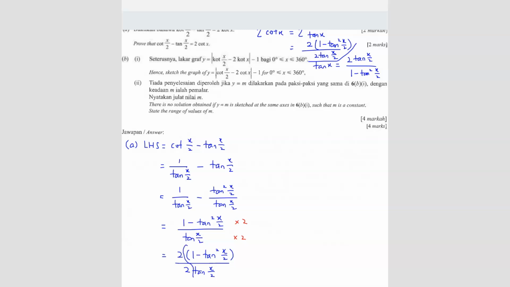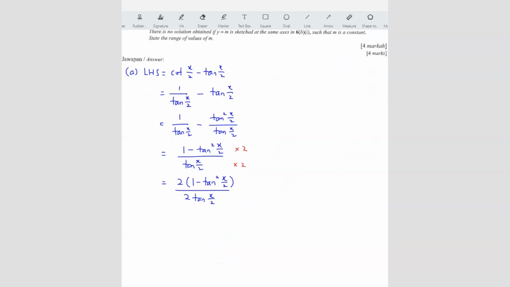So this one will give you 1 over tangent. I hope it's not confusing. This part here is going to become 1 over tangent x, and 1 over tangent is cotangent. Sorry, what am I writing? This is not x over 2, this is x.